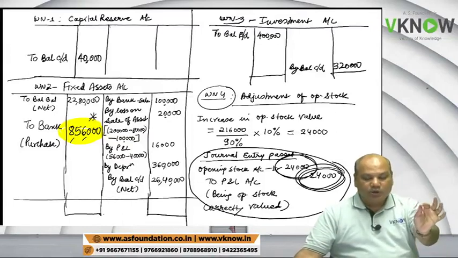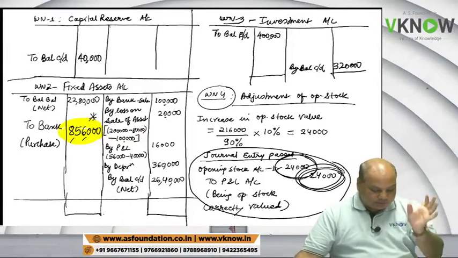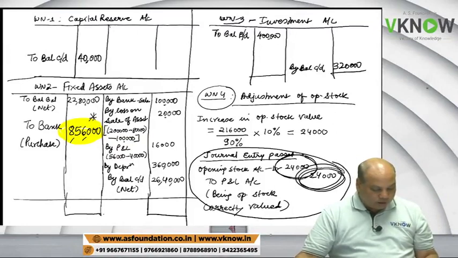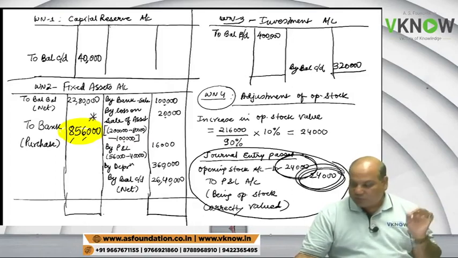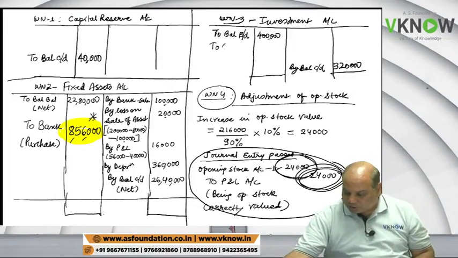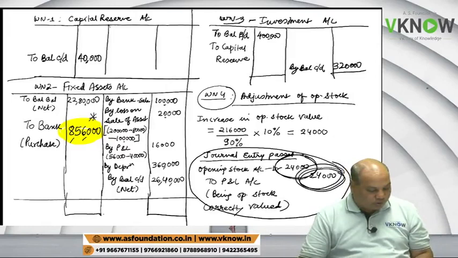It says the company sold some investment at a profit of 40,000, which was credited to capital reserve. So the entry will be investment account debit to capital reserve. This will not go through P&L account. Specifically given, follow the instruction.